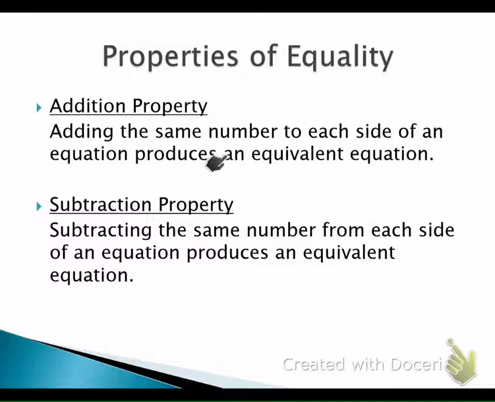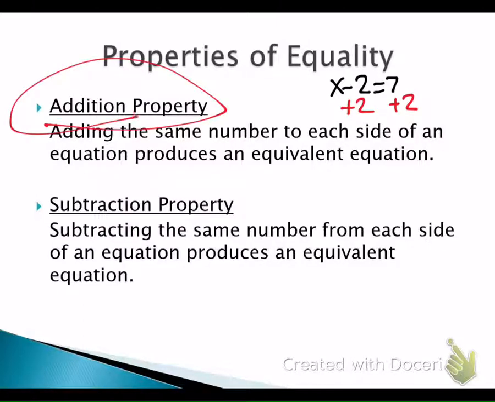The addition property of equality says that adding the same number to each side of an equation gives you an equation that's true. So let's say I was solving an equation that said x minus 2 equals 7. How would you solve this? X minus 2 equals 7. How would I find the x? Yeah, you just use the addition property of equality.